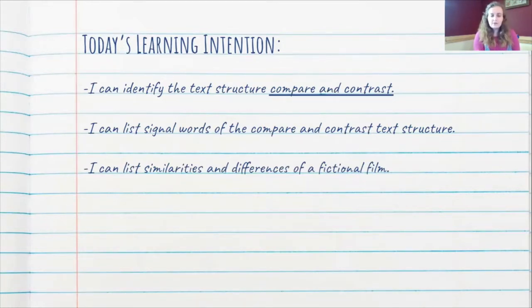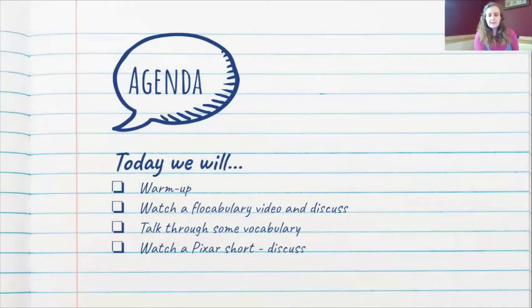So I have a short Pixar short that we'll watch, and we'll talk about the similarities and differences in that video. So this is our agenda for today. So this is what you're going to do while you're on the video with me. So first, I'm going to have a warm-up that we're going to do. Then we're going to watch a vocabulary video and discuss certain parts of it. Then I'm going to talk to you about some vocabulary that you need for this unit. And then we'll watch that Pixar short that I was just talking about. So that's what we're going to be working on today.